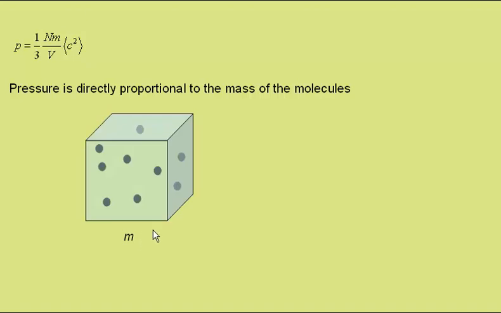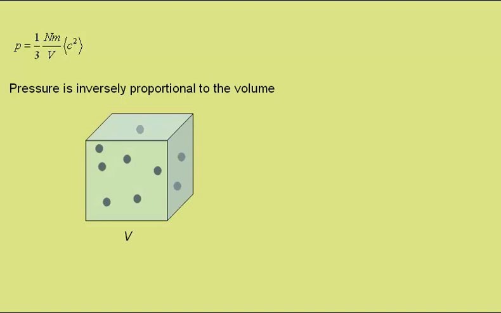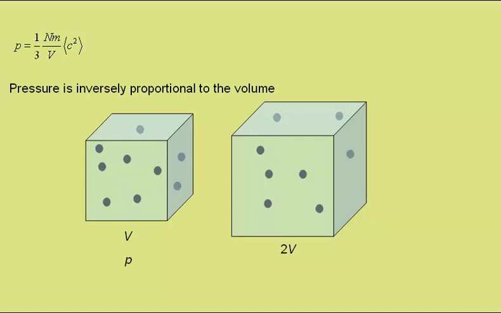So here we have a container with a number of molecules of mass m and a pressure p. If we have the same volume of container with the same number of particles but now each of mass 2m, we would have a pressure 2p. The equation tells us that pressure is inversely proportional to volume, as long as the number of particles, the mass, and their mean square speed remain the same. So here again we have our container of volume V with the particles giving a pressure P. If we have the same number of the same mass of particles at the same mean square speed with twice the volume, we would have half the pressure.